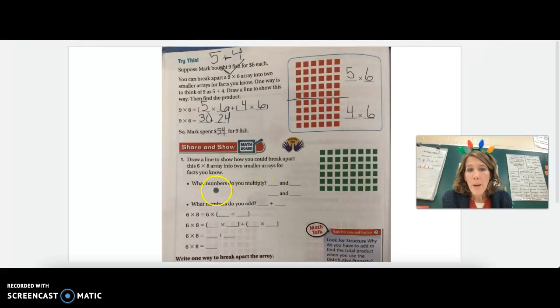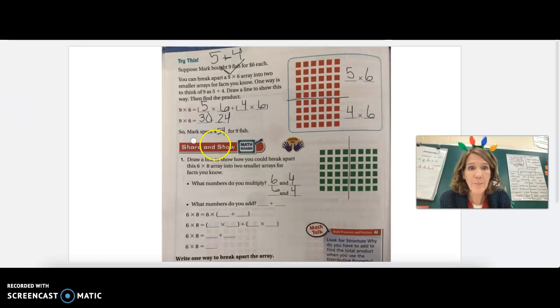Okay, what numbers do you multiply? So you're going to have to figure that out wherever you break it. Okay, so you're going to break it and then show it. Okay, so for example, if I broke it right here, this is 6 times 4, and this is 6 times 4. So what numbers do you multiply? I am going to multiply 6 and 4. Now you don't have to do it that way. You can do it however you want to do it.